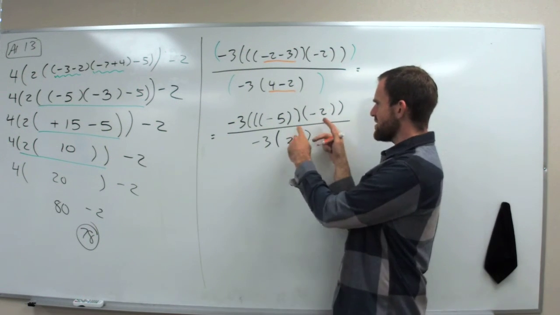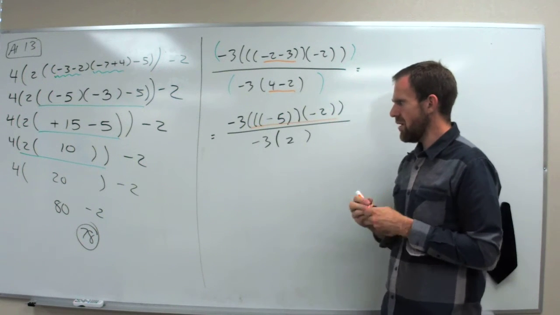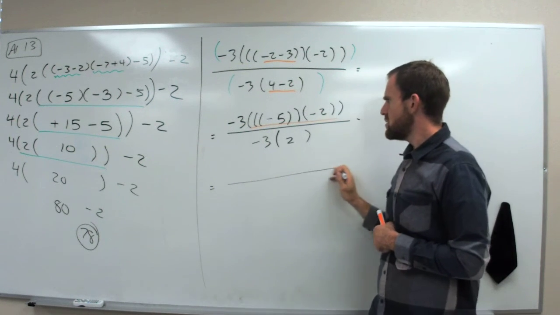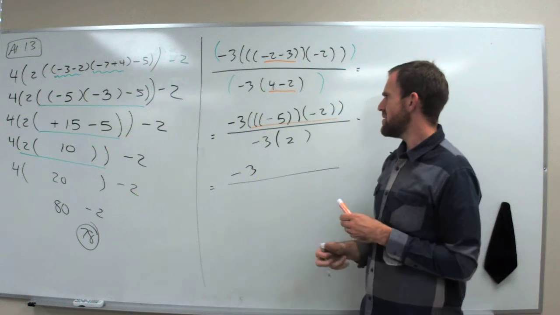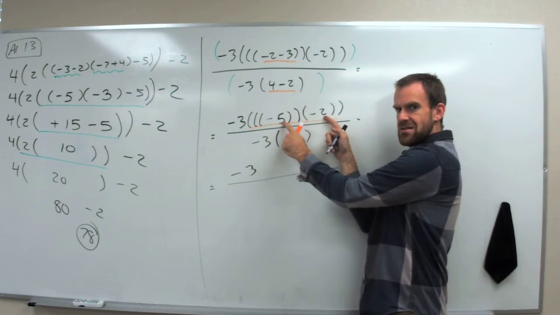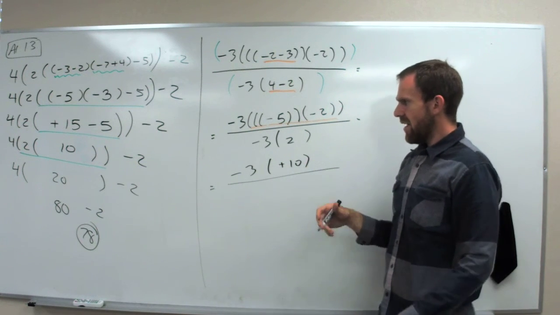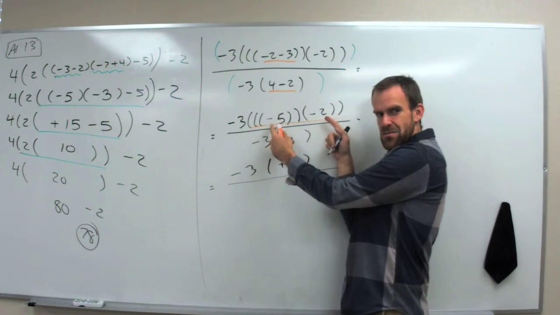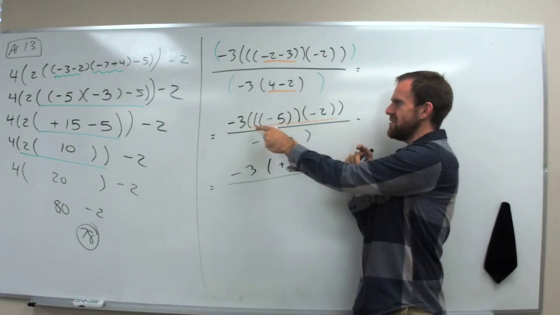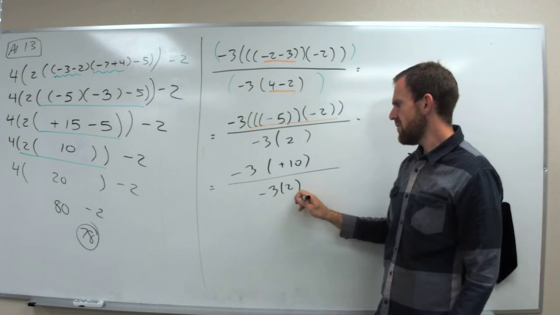Now I'm going to work on the next innermost set of parentheses, which is this set. I can't do anything with the 2, it's simplified. So this equals negative 3 times, what's negative 5 times negative 2? 5 times 2 is 10. Two minus signs make a positive 10. After I've dealt with all these parentheses, I don't need them all, I just need one set now. I've simplified inside that whole thing. Negative 3 times 2, I'm going to leave.